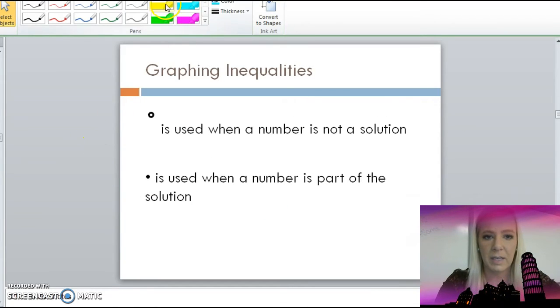Before we look at the examples, I want to talk about the difference between an open and a closed dot. An open dot is used when a number is not part of the solution. A closed dot is used when a number is part of the solution.